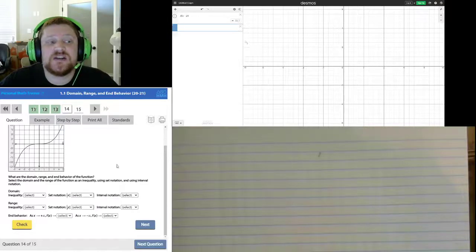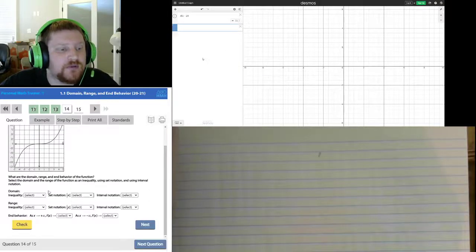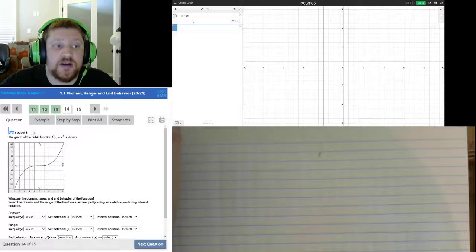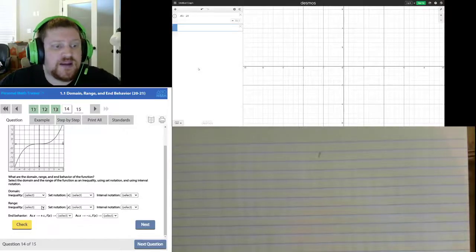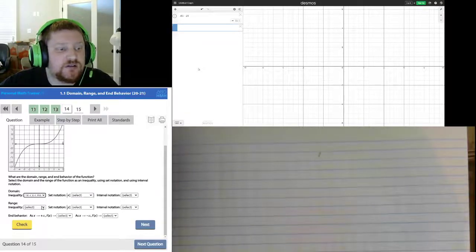Well, we've actually done several of these problems already, haven't we? Oh, but this is only part 1 of 3. So, domain, inequality. Looks like we're going from negative infinity to infinity. And that is an inequality. Set notation, we're going to take our inequality. So we'll have x such that negative infinity is less than x is less than infinity, and interval notation, negative infinity to infinity.